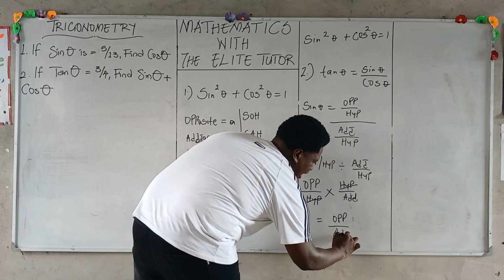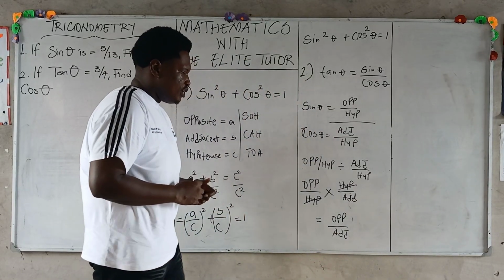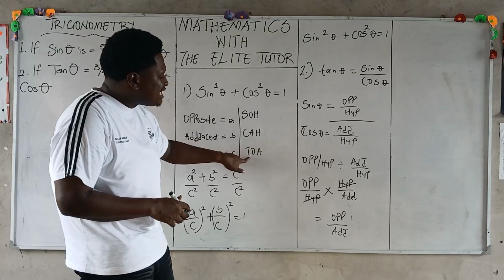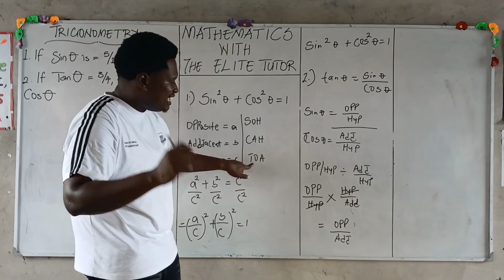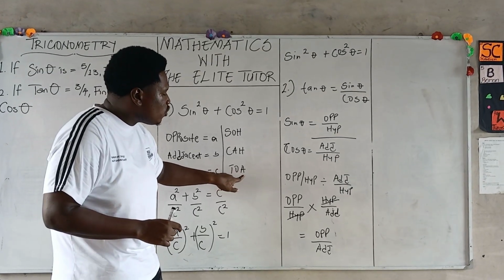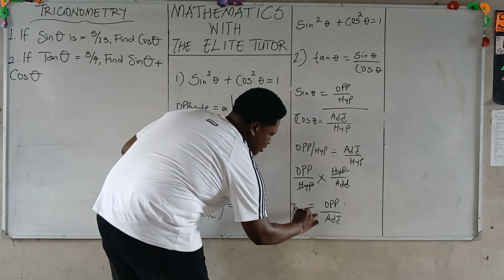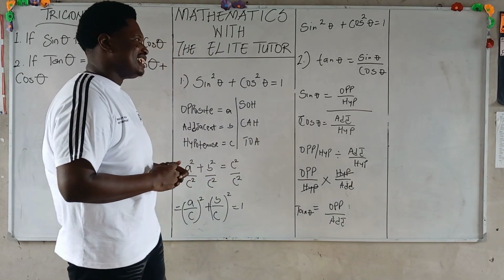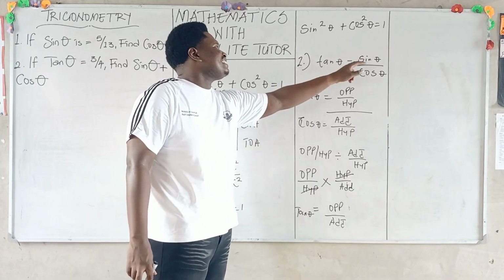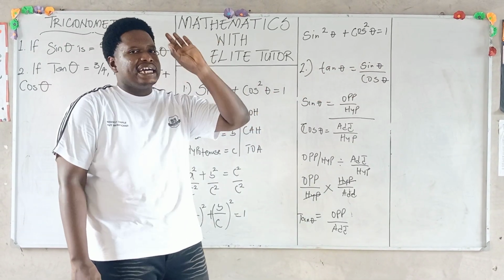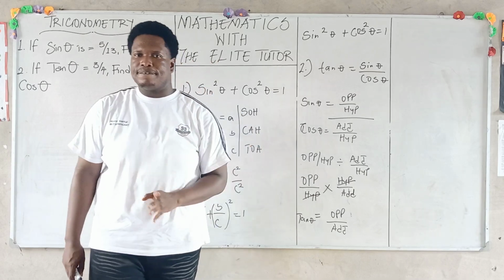over adjacent. Now, if we refer to our SOHCAHTOA, what is our TOA, which represents tangent? It is what? Opposite over adjacent. So see that tan theta is opposite over adjacent. So your sine theta divided by cos theta gives us our tan theta.